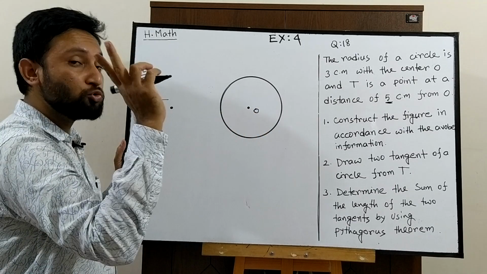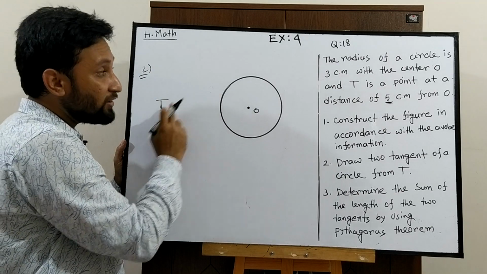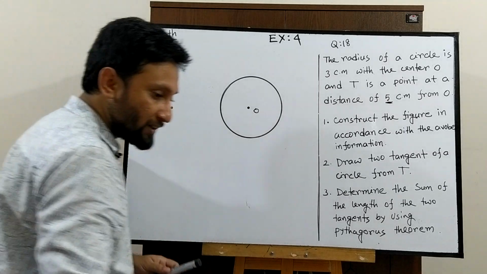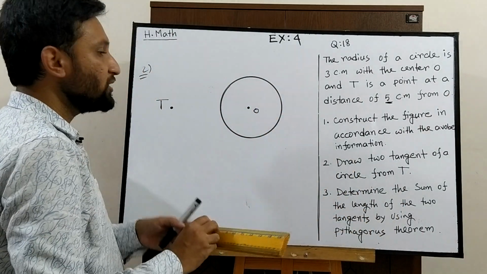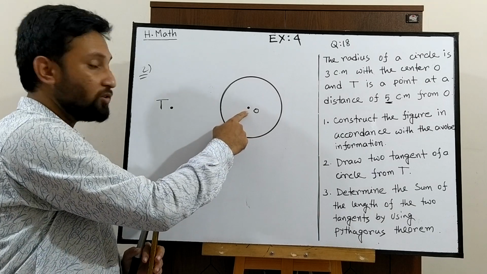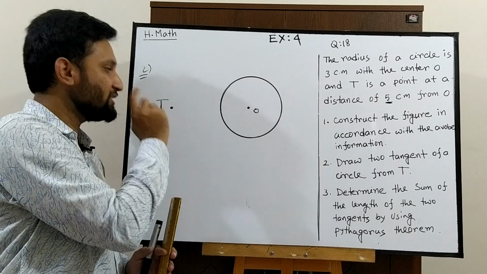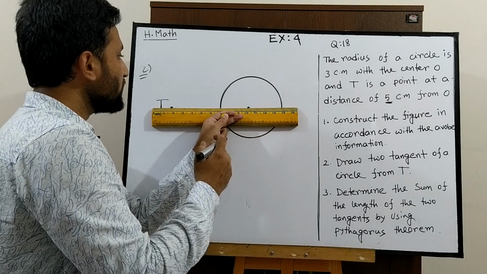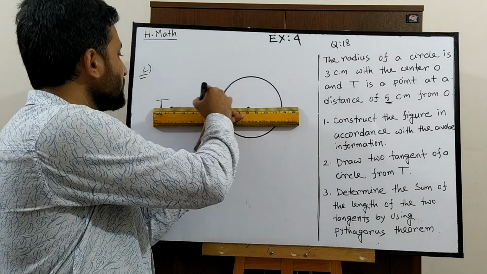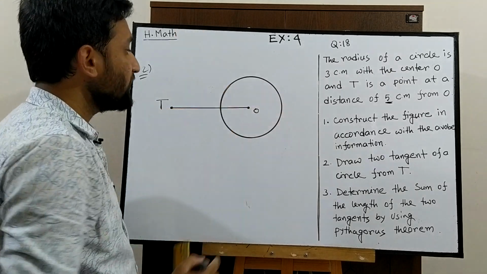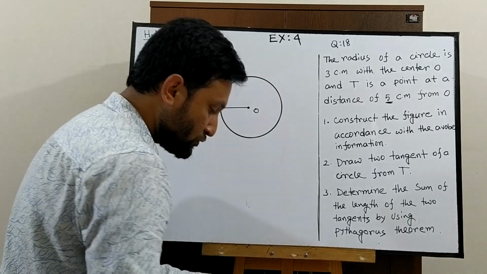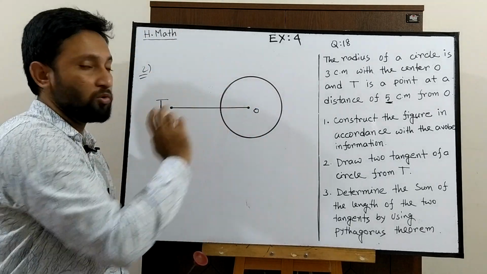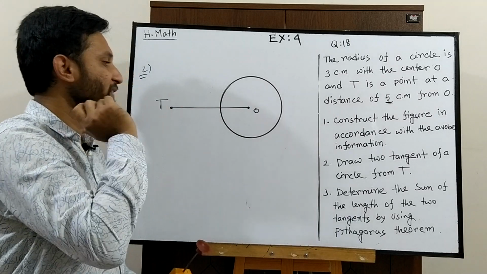We have to draw 2 tangents from T to the circle. Now to draw the tangent, at first join the center of the circle O and the outside point T using a scale. These are the 2 points. Now we have to bisect, drawing a bisector line of TO. We already know how to draw the bisector line.